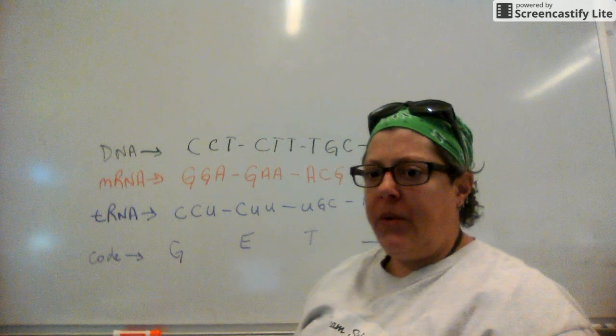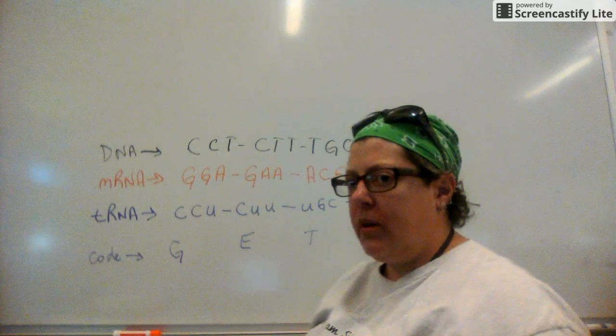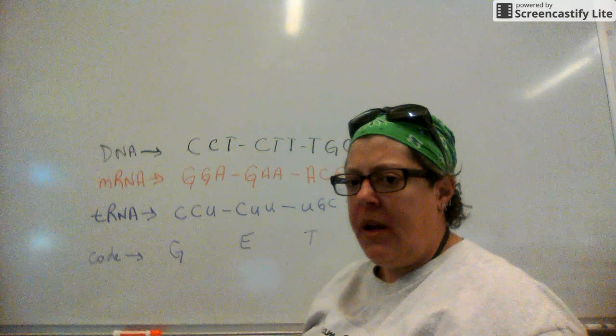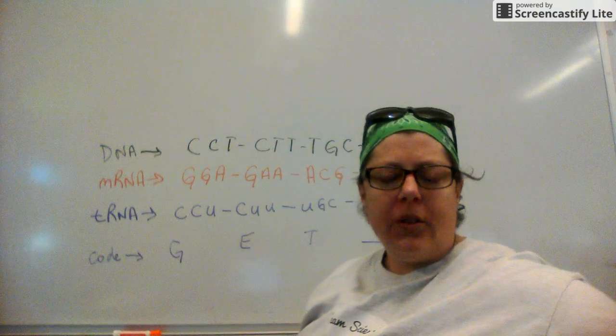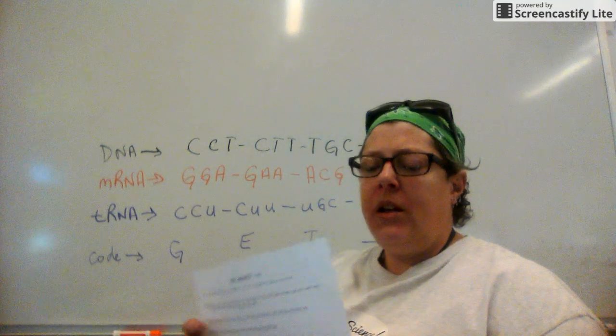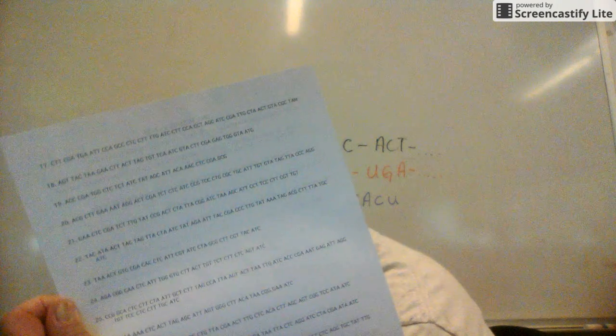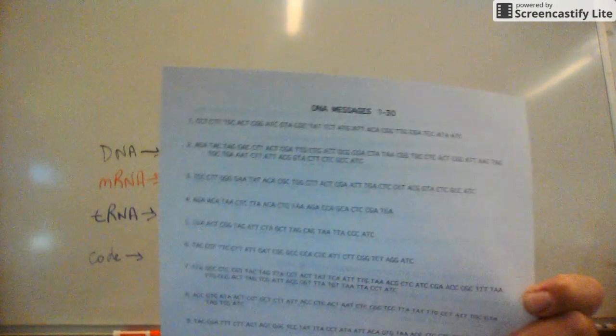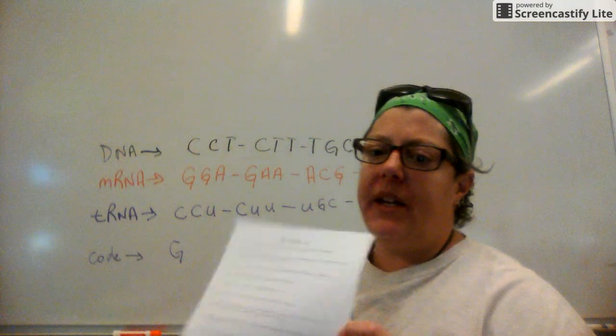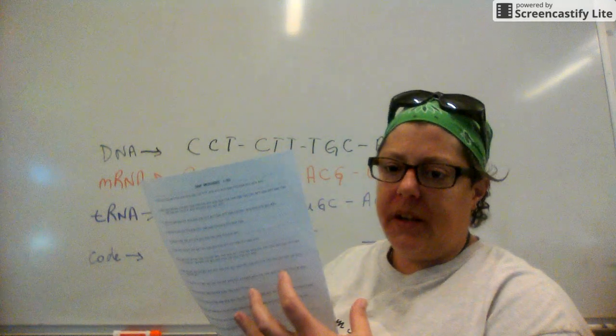I don't know if this is going to appear backwards on your end, but try and follow along so that you can know how to do this activity, which is the DNA messages 1 through 30. It is front to back, and you will have to do this on scratch paper. There is no way to fill in everything you need on here.